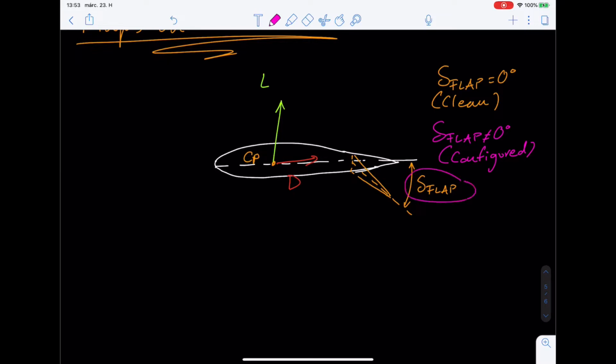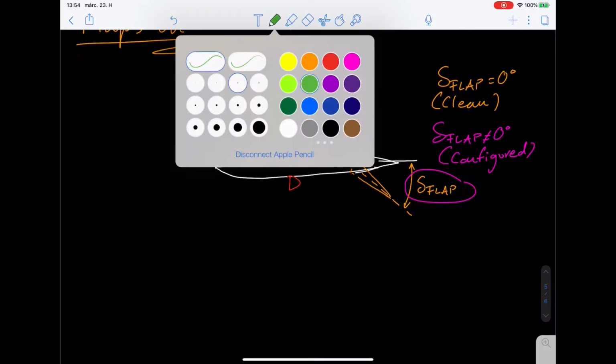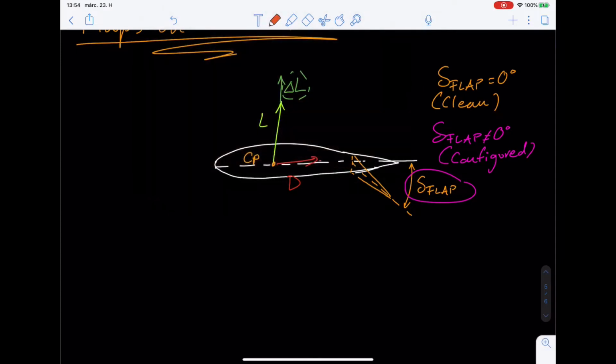Okay, so what happens when I deflect the flaps? The center of pressure is also going to move, but we're not going to consider the effect of that for now. But what we're going to examine is that there's going to be a delta L, so an increase in the lift, basically, because of this increase in the flap deflection. And as you know, there's also going to be an increase in the drag because of the flap deflection, right?